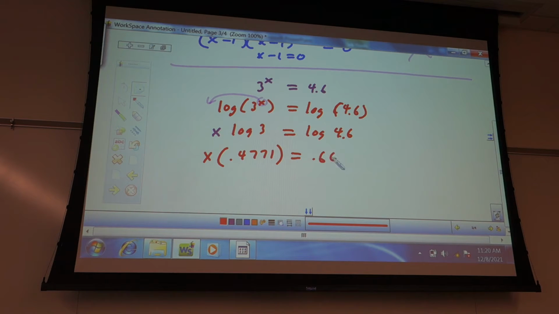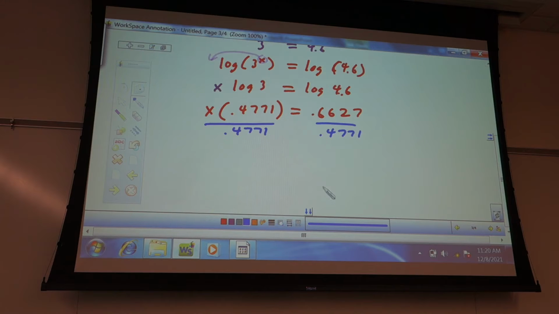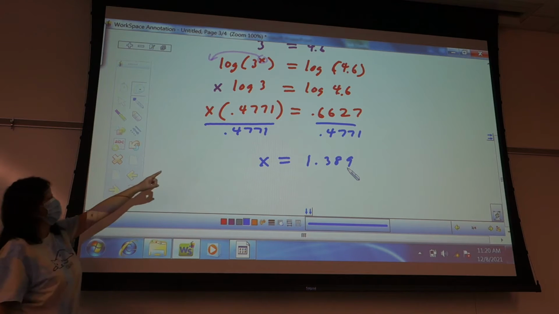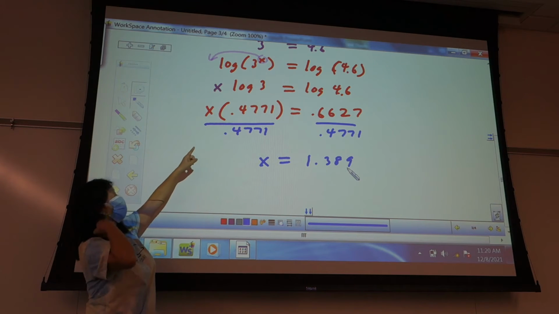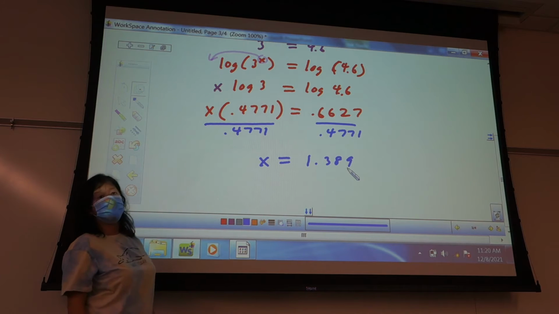0.6627. Great. Now, all I gotta do is divide both sides by 0.4771. Everyone take your 0.6627 and divide by 0.4771. And you get x equals what? 1.389. So now, if we use logs, we can solve even if x is in the exponent.